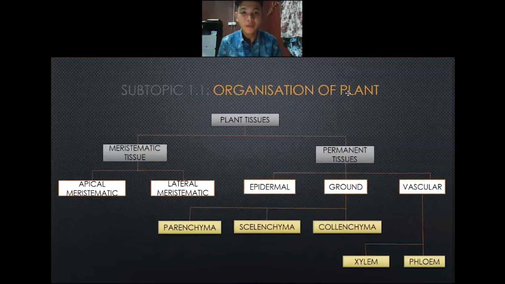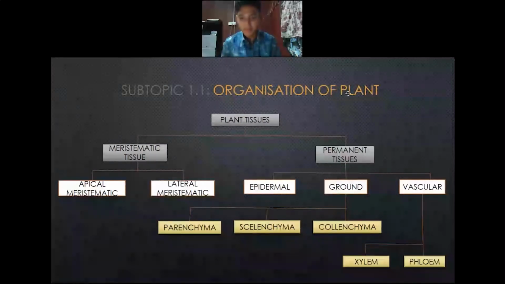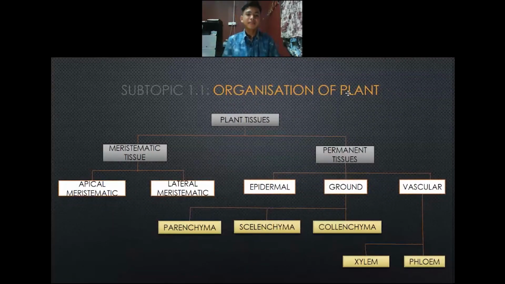I'm going to talk about subtopic 1.1, organization of plant. Plant tissue is divided into two groups: meristematic tissues and permanent tissues. Meristematic tissues are divided into two groups, apical meristematic and lateral meristematic. Permanent tissues are divided into three groups: epidermal tissues, ground tissues and vascular tissues. Ground tissues are divided into three other groups: parenchyma, sclerenchyma and collenchyma. Vascular tissue is divided into two groups: xylem and phloem.